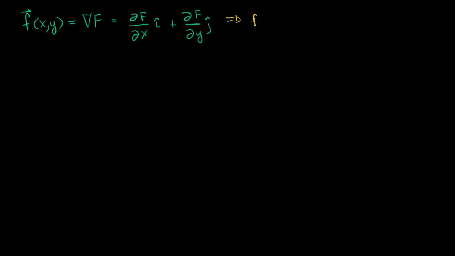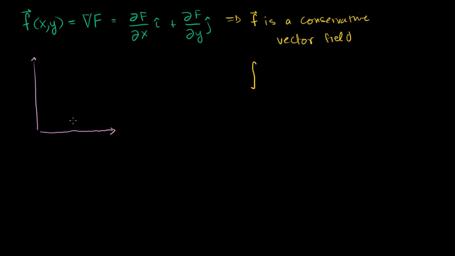So that tells us that F is a conservative vector field. And it also tells us, and this was the big takeaway from the last video, that the line integral of f between 2 points, so let me draw 2 points here. Let me draw my coordinates just so that we know we're on the xy plane. My axes, x-axis, y-axis.